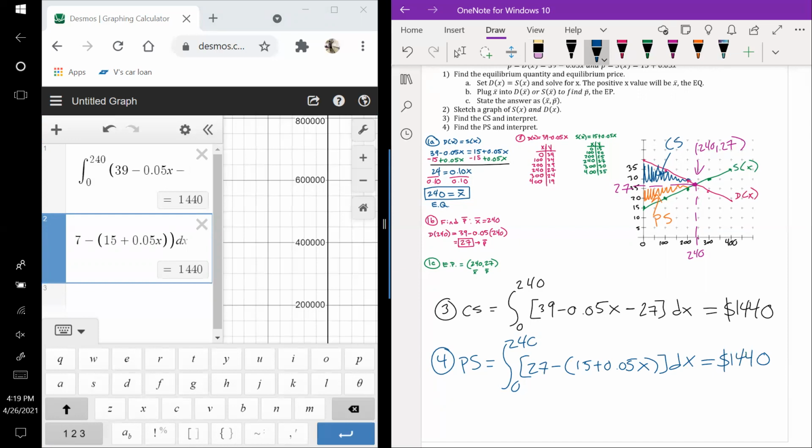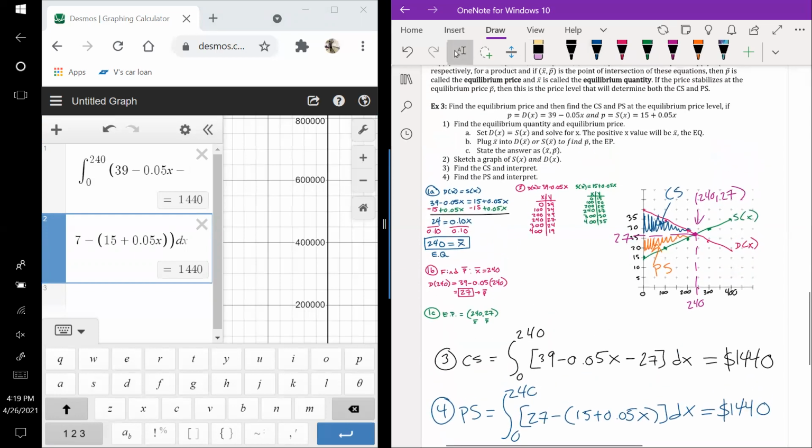Well, we have equilibrium, right? So if the equilibrium quantity is 240 units and the equilibrium price is 27, this means that at this price and this demand, consumers will save 1440, and producers will still gain 1440. So there's the equilibrium. And that's it.